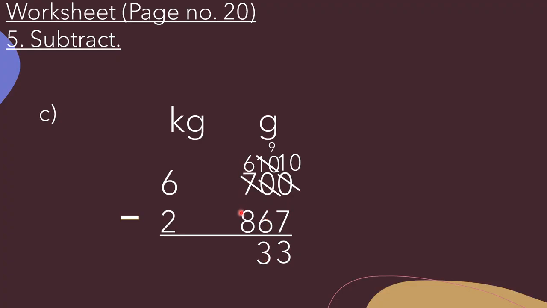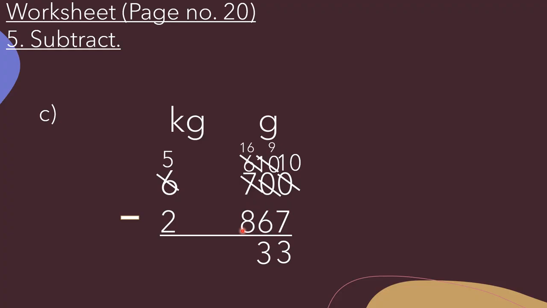Now 6 minus 8. That is not possible. So this 6 will take borrow from this 6. ठीक है. ग्राम्स जो है वो बोरो किससे लेता है? जब ग्राम्स के पास बोरो नहीं रहता तो ये किलोग्राम से बोरो लेता है. तो this 6 will become 16. 6 plus 10 and this 6 will become 6 minus 1, 5. Now keep 16 in your mind and 8 on your fingers. Now we have to speak backward counting.